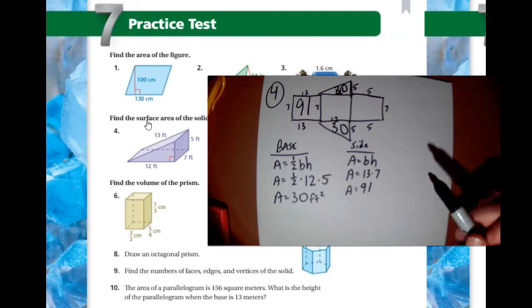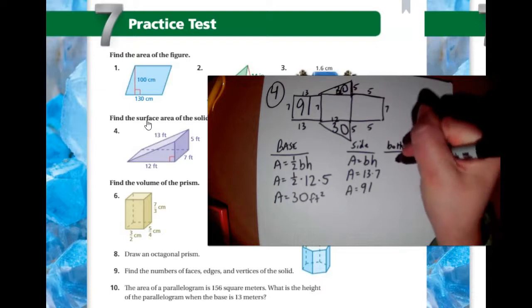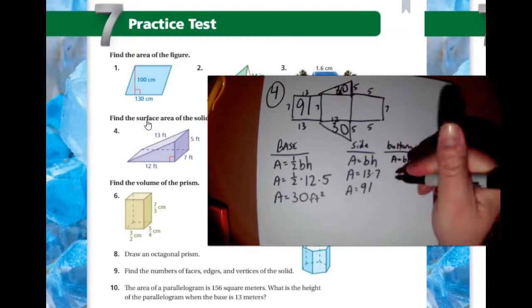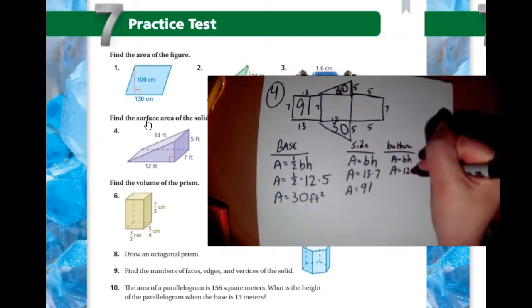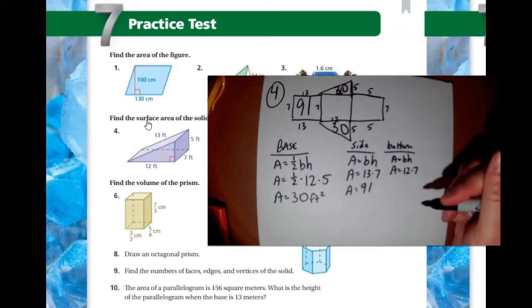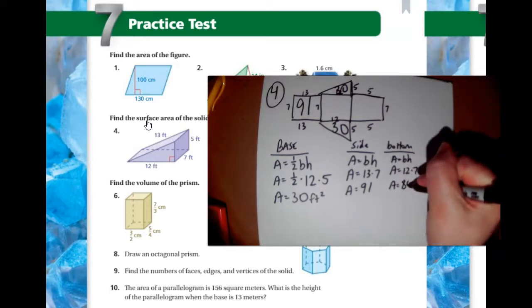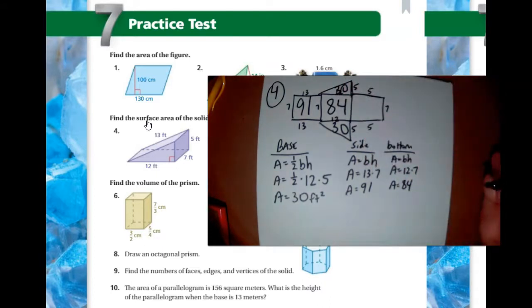That's okay. For the bottom, again, it's a parallelogram, so base times height. I'm going to plug in the numbers that I know. It's 12 and 7. So 12 times 7. 12 times 7 is 84. And if you're thinking I did that math super quickly, I did because I did it on the calculator.